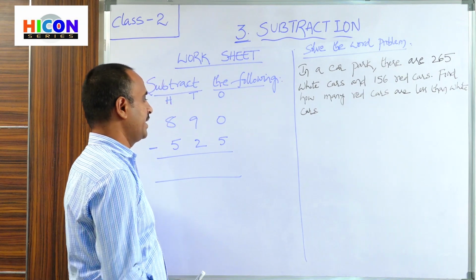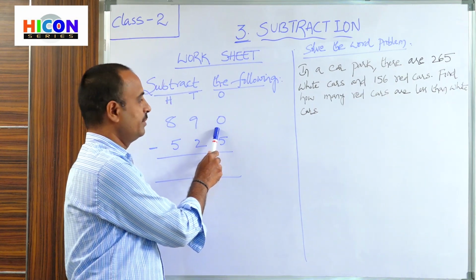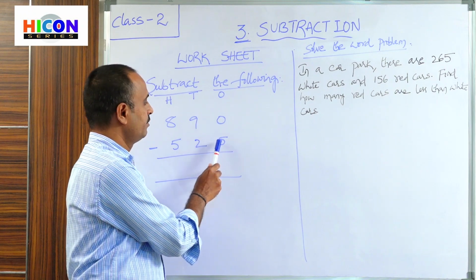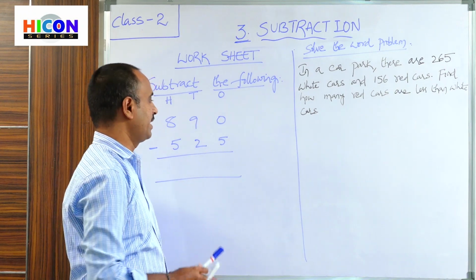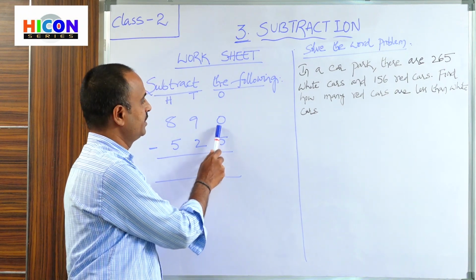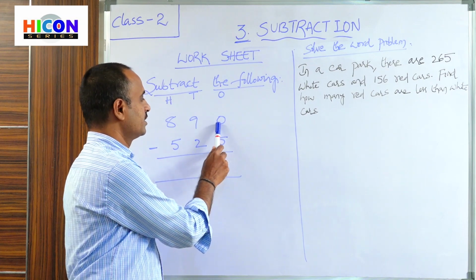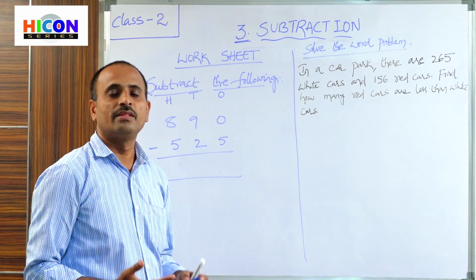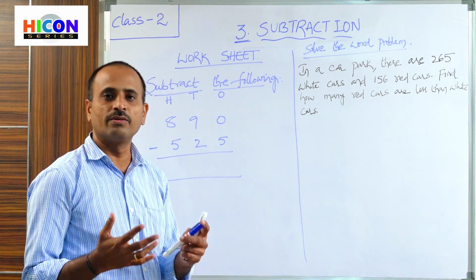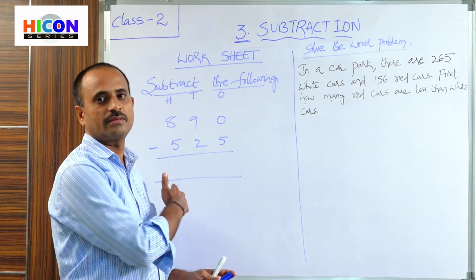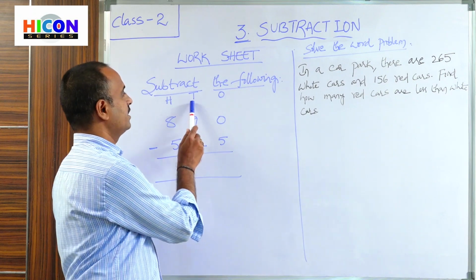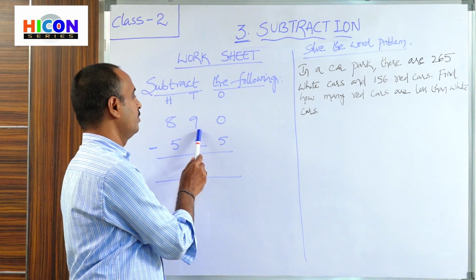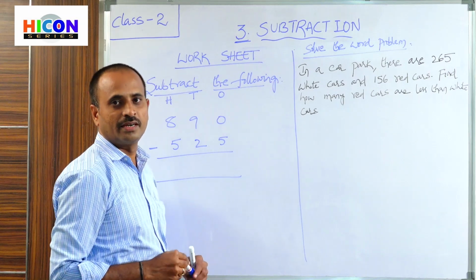So now subtract 5 from 0. But 0 is the smaller number, 5 is the greater number. We cannot subtract a greater number from the smaller number. So here subtraction is not possible. If the subtraction is not possible, then what do we have to do? So we have to borrow from the next place. So what is the next place? Tens place. So borrow from the digit present in the tens place.